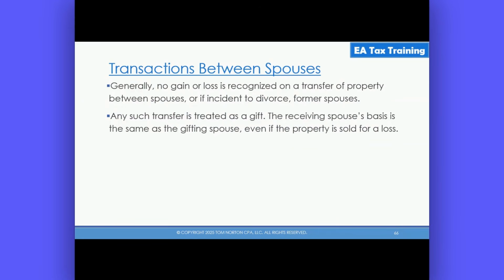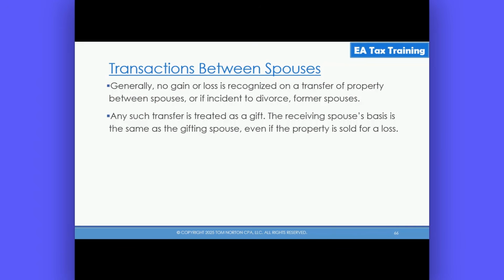So generally, there is no gain or loss recognized on a transfer of property between spouses, or if it's incident to divorce, former spouses. So husband and wife can sell or transfer items back and forth all day long. Doesn't matter. There is no gain or loss on that. Or if that's done incident to divorce, also no gain or loss on that. Any such transfer is going to be treated as a gift. So the receiving spouse's basis is going to be the same as the gifting spouse, just like any other gift. And that's true even if the property is sold for a loss.